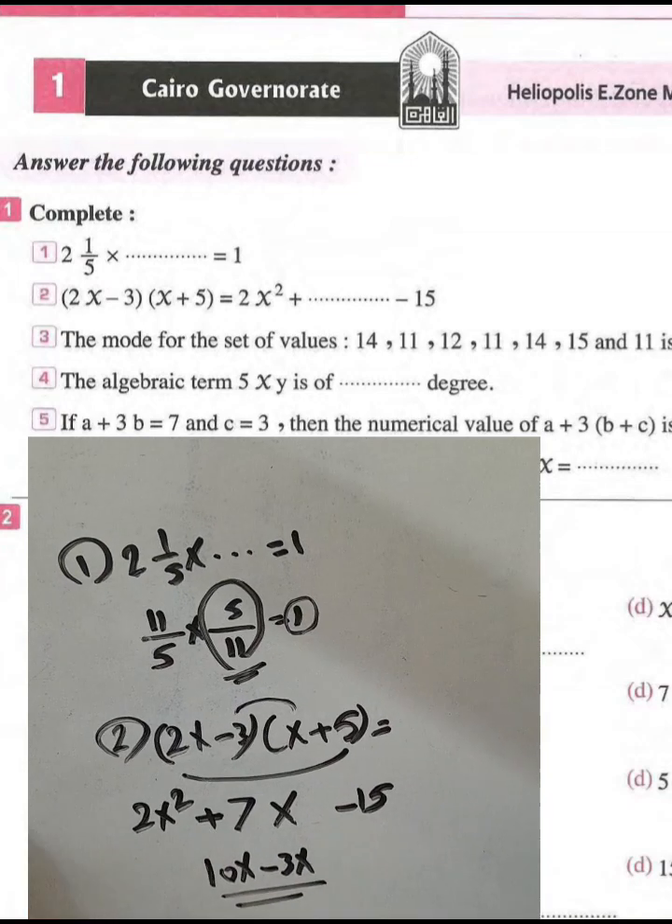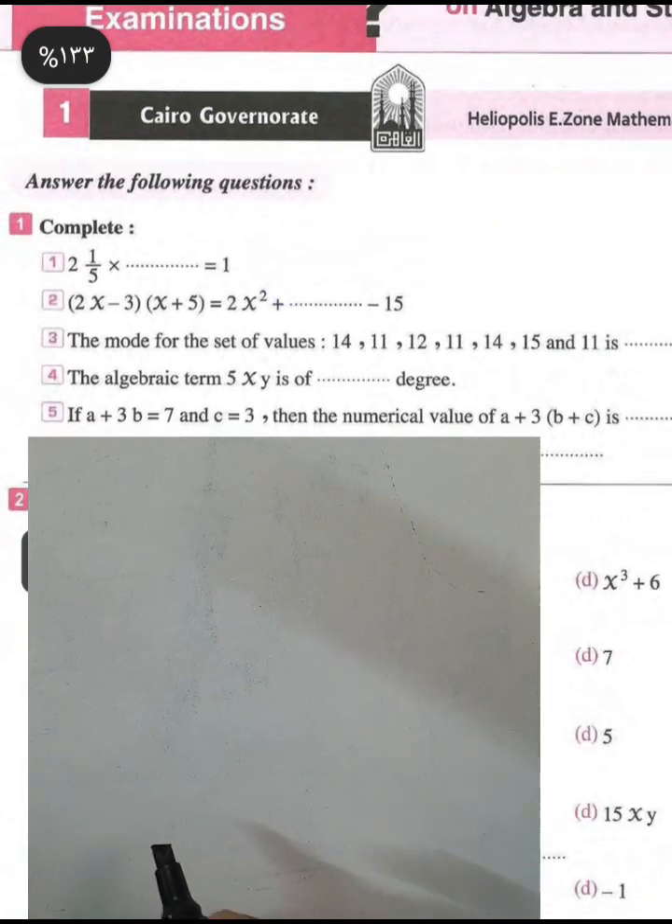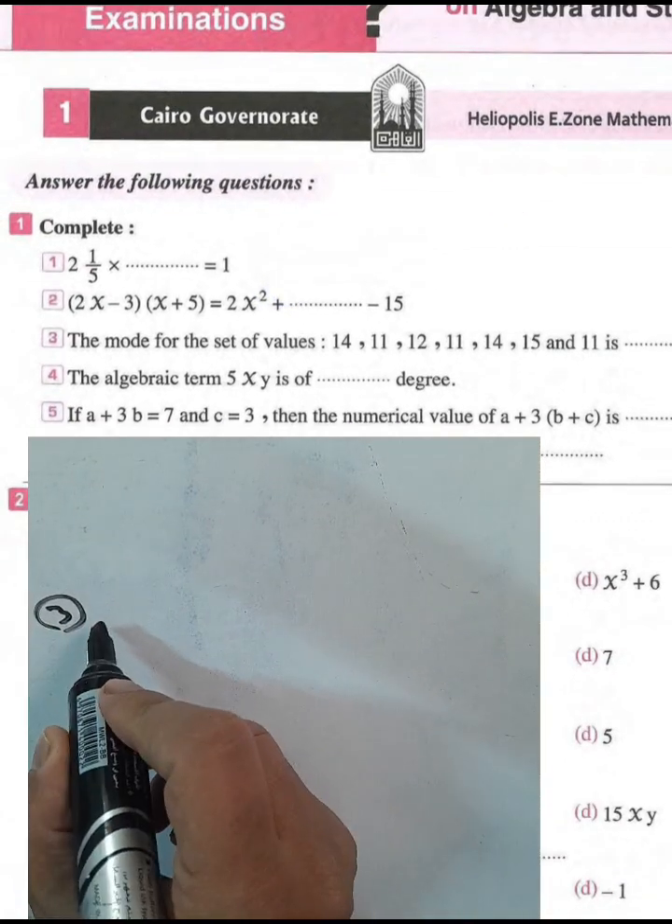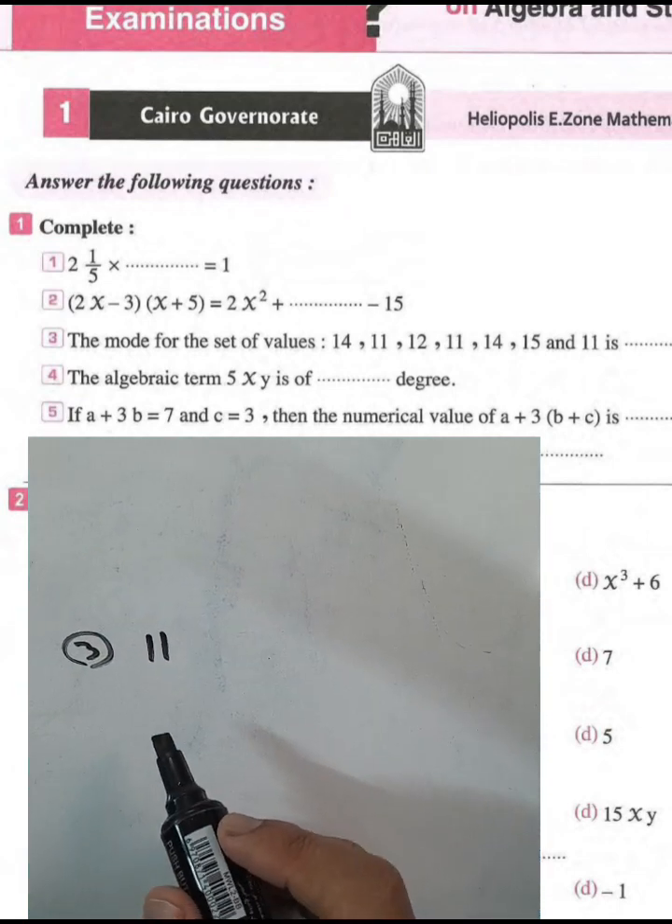Number 3. The mode for the values 4, 11, 12, 11, 14, 15, and 11 is 11 because 11 is the most repeating number here. Then question 3, the result will be 11. We talk about the mode, which will be 11.